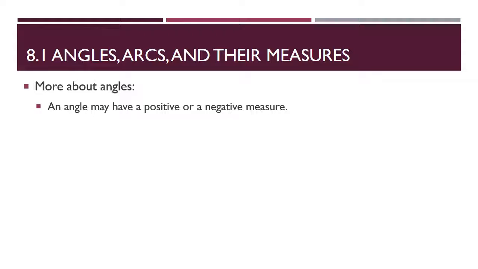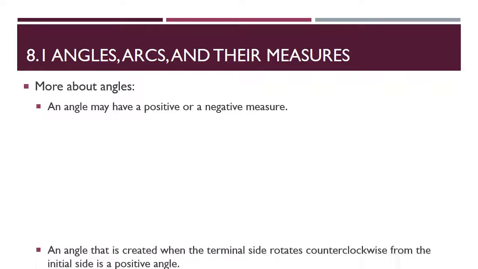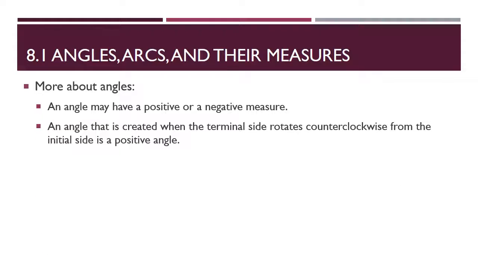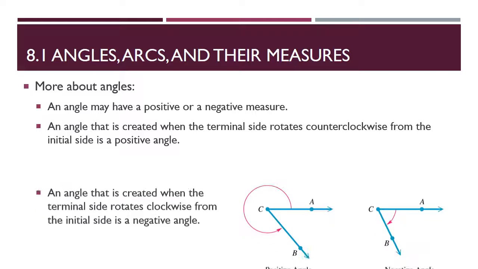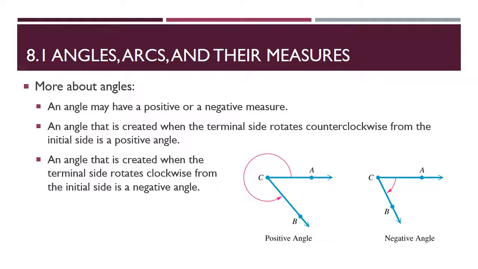Okay, a little bit more about angles. An angle can have a positive or a negative measure. Now, this is different from geometry. In geometry, our angles were always positive. In trigonometry, they can be positive or negative. An angle that is created when the terminal side rotates counterclockwise from the initial side is a positive angle. And an angle that is created when the terminal side rotates clockwise from the initial side is a negative angle.